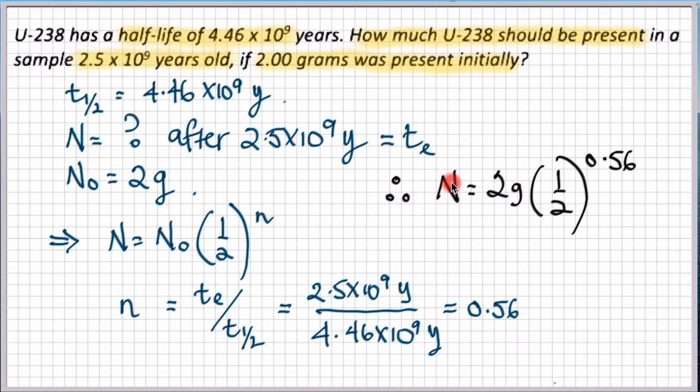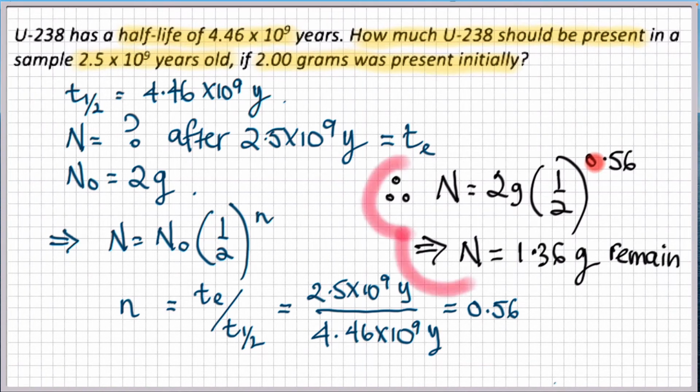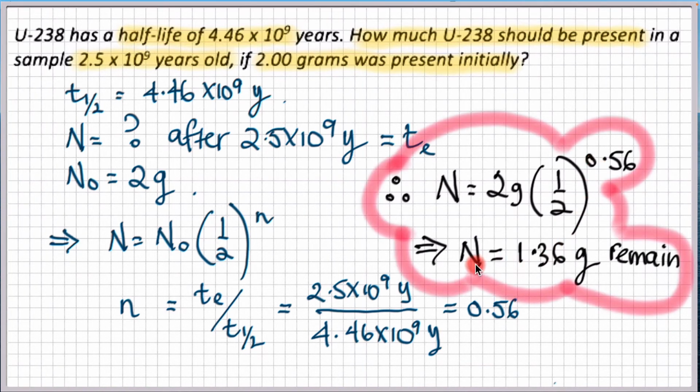Therefore the number of nuclei remaining, which is our unknown, is the original amount that we were told was present times a half to the power of 0.56. So again, a value we place into our calculator, and we get that there's 1.36 grams of that original 2 grams remains in this radioactive sample.